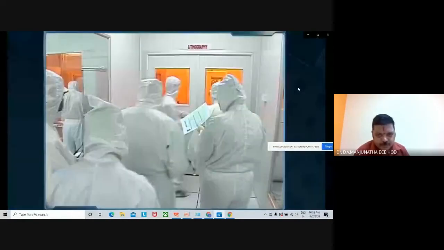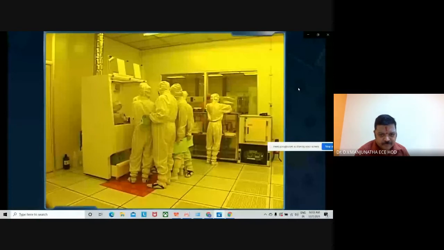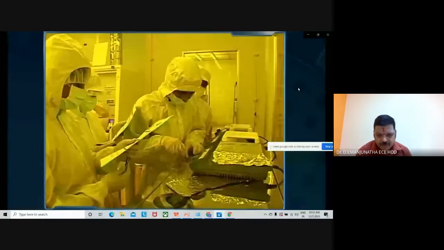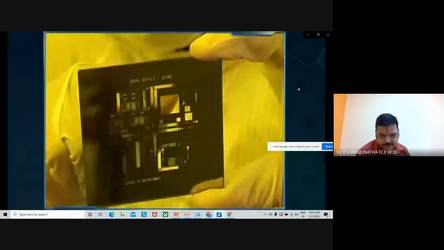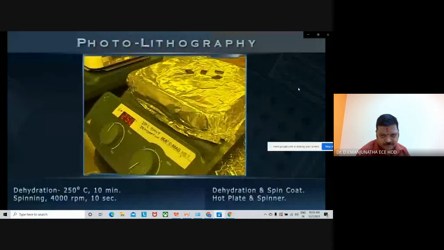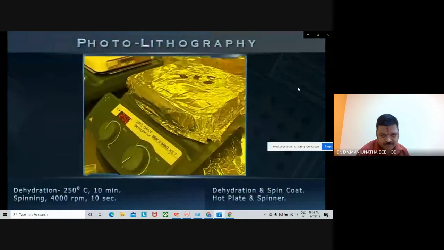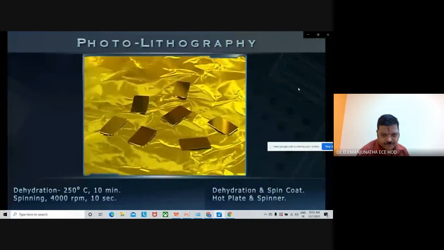For the next step, we move to the lithography bay, which has a cleanliness level of class 100. Here, we shall transfer, I will tell you what is class 100, right? From a glass mask onto the cleaned wafers. First, we dehydrate the samples at 250 degrees Celsius for 10 minutes to remove surface moisture.